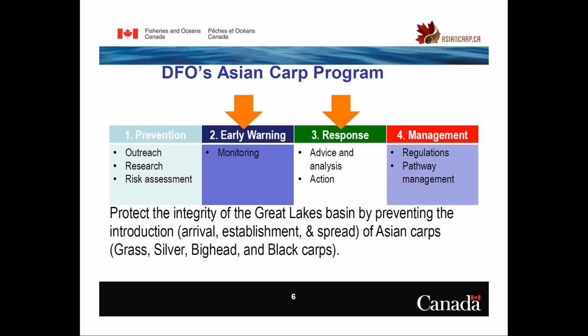The focus of this presentation is on the second and third pillars of the DFO Asian Carp program, the early warning and response. So the early warning, the monitoring component, and specifically the actions taken if Asian carps are detected in the response pillar. The best way to protect the integrity of the Great Lakes Basin is by preventing the introduction, the arrival, establishment, and spread of Asian carps. So how do we do this?